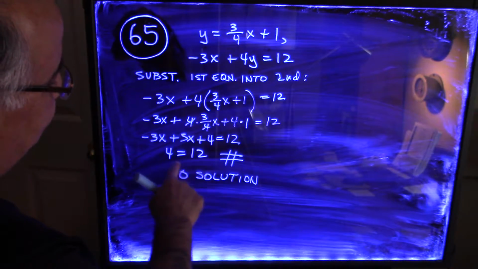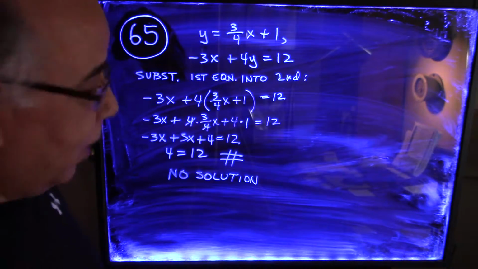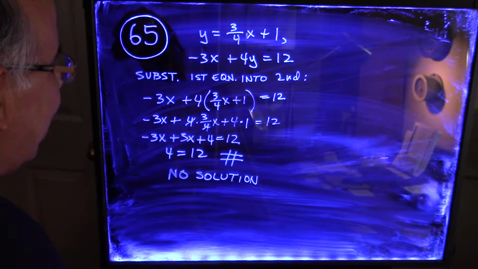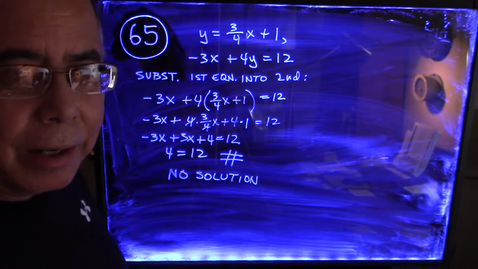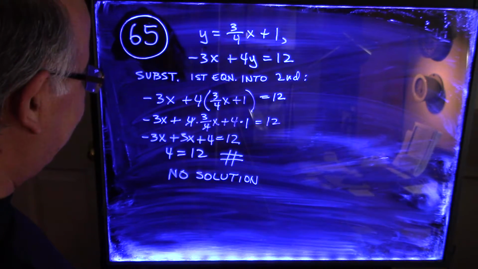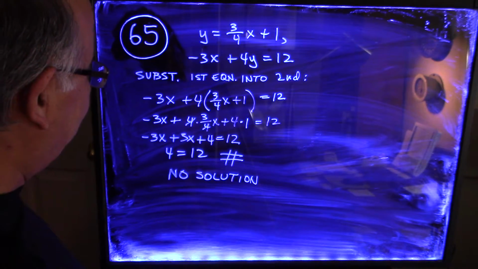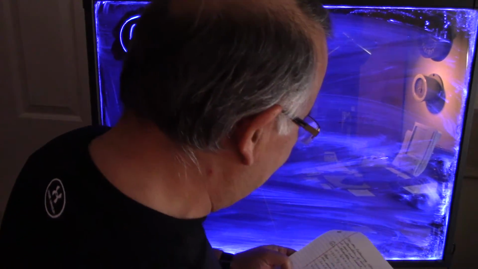If you came up with something that's always true, like 4 equals 4, then what you have is something that, well, basically you're going to have the same line. You're talking about the same line, but different forms of the equation. Alright, something that's always true. Okay, you'll see more of those later, get more experience with those.